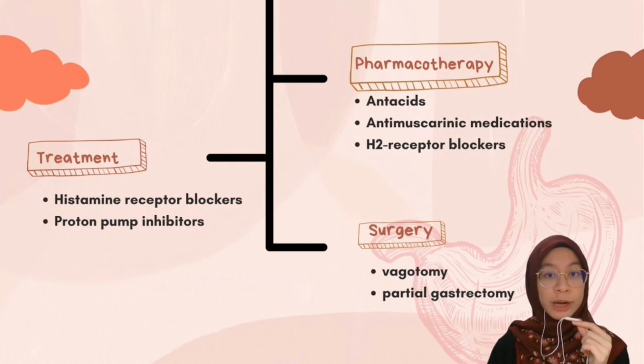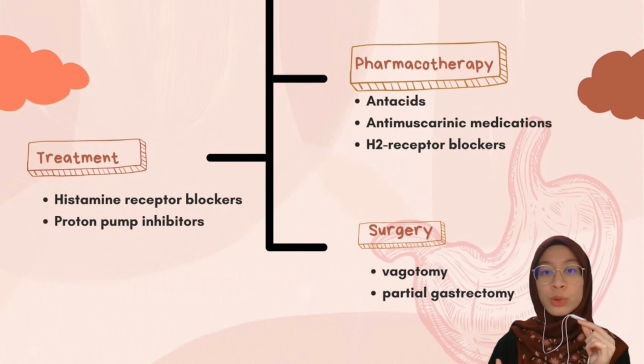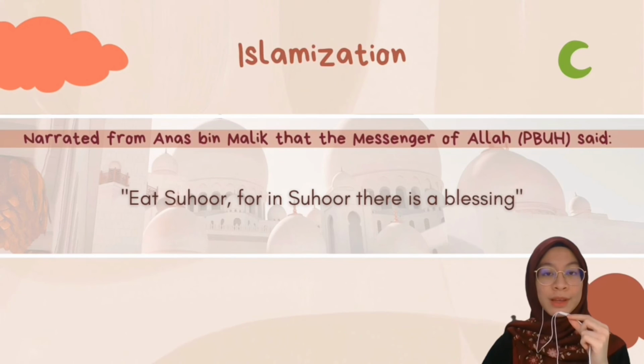Next, as for pharmacotherapy, these conditions can be treated with drugs such as antacids, antimuscarinic medications, and H2 receptor blockers like cimetidine. Treatment for peptic ulcer disease may also include histamine receptor blockers and proton pump inhibitors. For patients who do not respond well to medication or who are at high risk of side effects, a surgical procedure like vagotomy or partial gastrectomy will be recommended. Moreover, to prevent peptic ulcers, smoking, drinking alcohol, and eating spicy meals must be avoided. Lastly, I'm going to present on the Islamization on this topic.